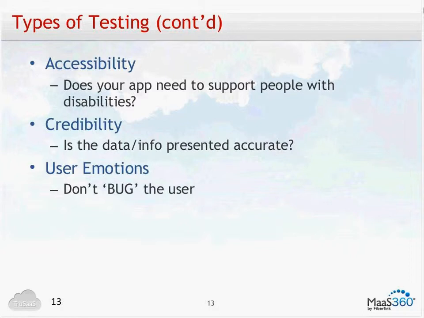There's also what we call user emotions, which is kind of a new thing. You don't want to bug the user, right? There's a fine line here. Users using mobile applications don't like stuff popping up in front of them constantly unless it's important. So be careful of how much you interact with the user.